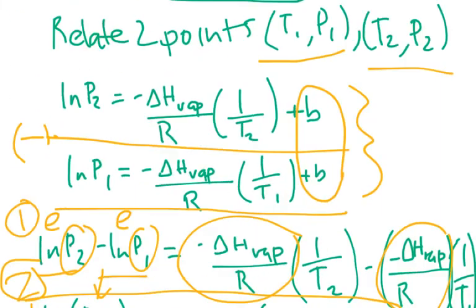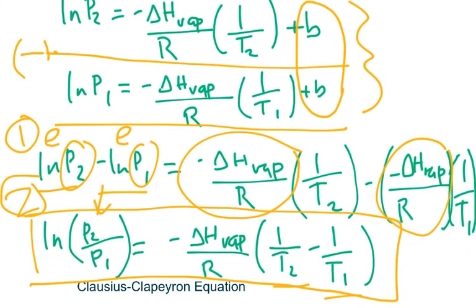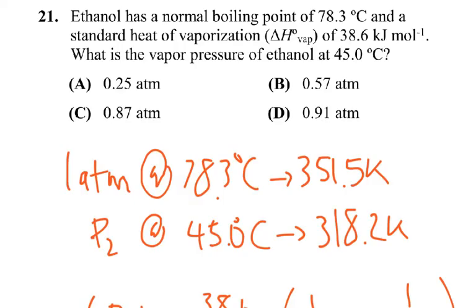It's called the Clausius-Clapeyron Equation, and it lets us relate vapor pressure to temperature for two different cases, and it lets us kind of figure out a missing variable in a way. And I'll show you in the next slide how that works. So this is a question from the Chemistry Olympiad, and let's look at it.